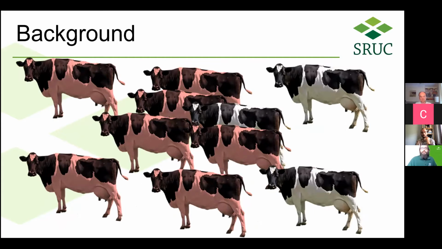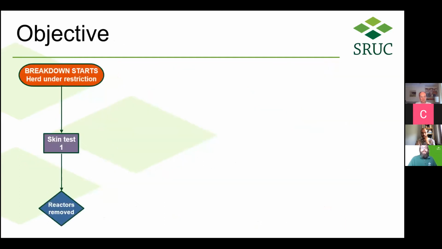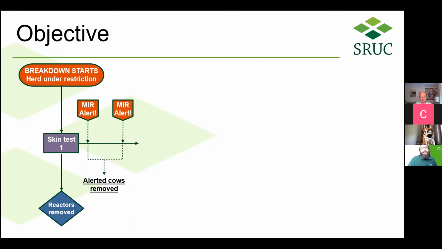I think one of the longest breakdowns is something like 12 years long, because the test isn't picking up these false negative animals. So our objective was, during those 60 days, in a dairy herd, we'd be getting routine milk recording data. That would be happening every 30 days, so we've got the potential to get 2 mid-infrared spectral recordings during that time.